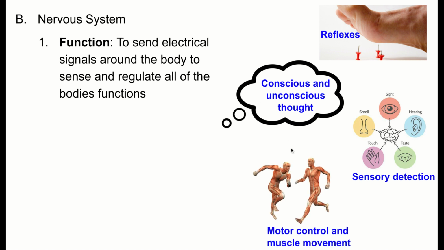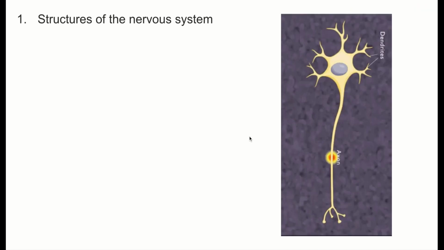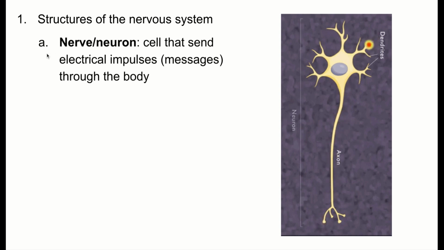We said that movement was about muscles contracting and pulling on bones. How do your muscles know when to contract? It's because a nerve told them to. So I should say detail 2, let's talk about the structures of the nervous system. First structure, a nerve or a neuron. A nerve or a nerve cell or a neuron, these are all the same thing.